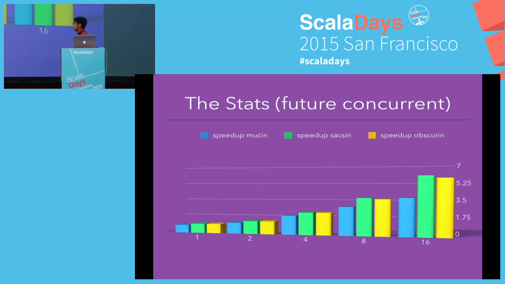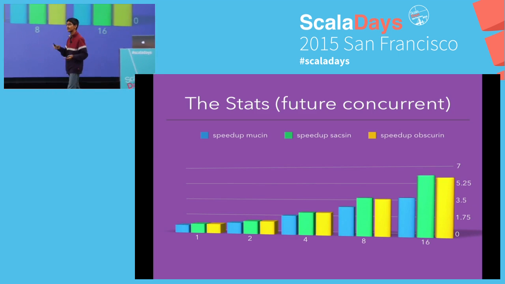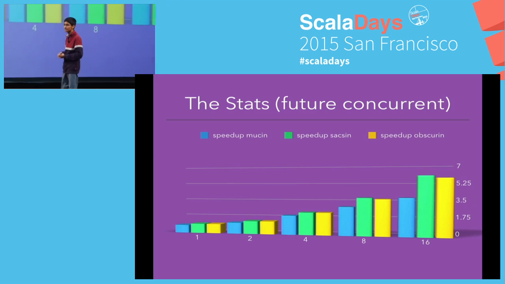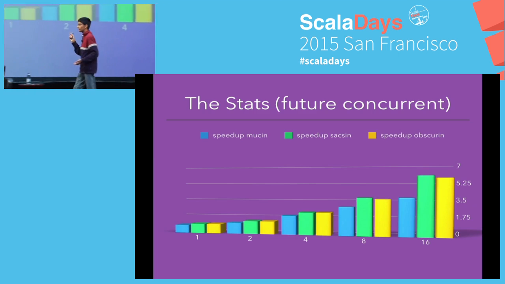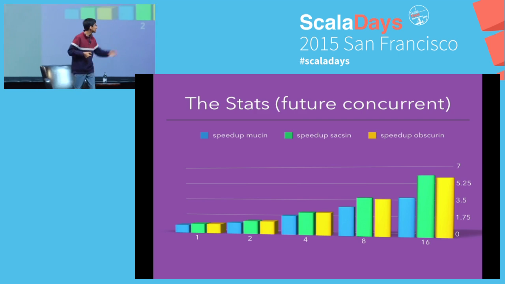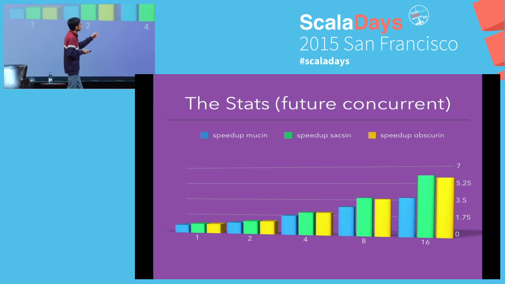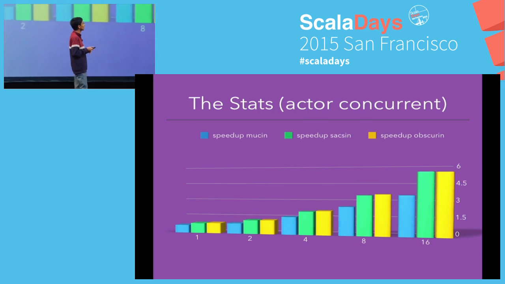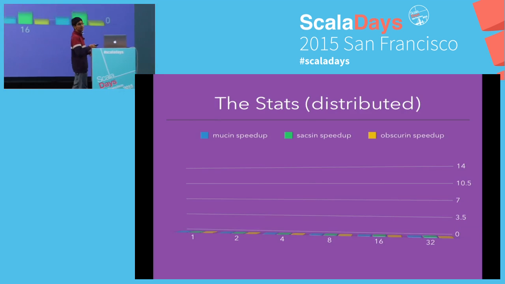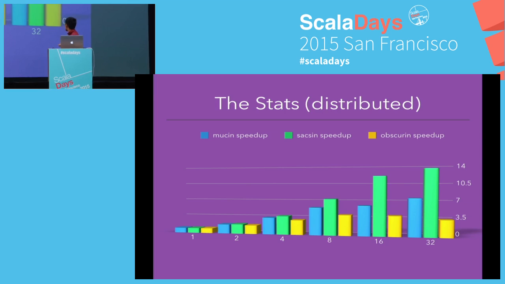Now, I ran all of these. I had fun getting set up with EC2 for the first time. So all of these were run multiple times to ensure scientific accuracy, and here I have the results for both concurrent and distributed alignment. So in concurrent, I'm getting almost 7 times faster with 16 cores, and with actor concurrent, I'm getting very similar results. With distributed, here with 32 machines, we're getting almost 14 times faster.